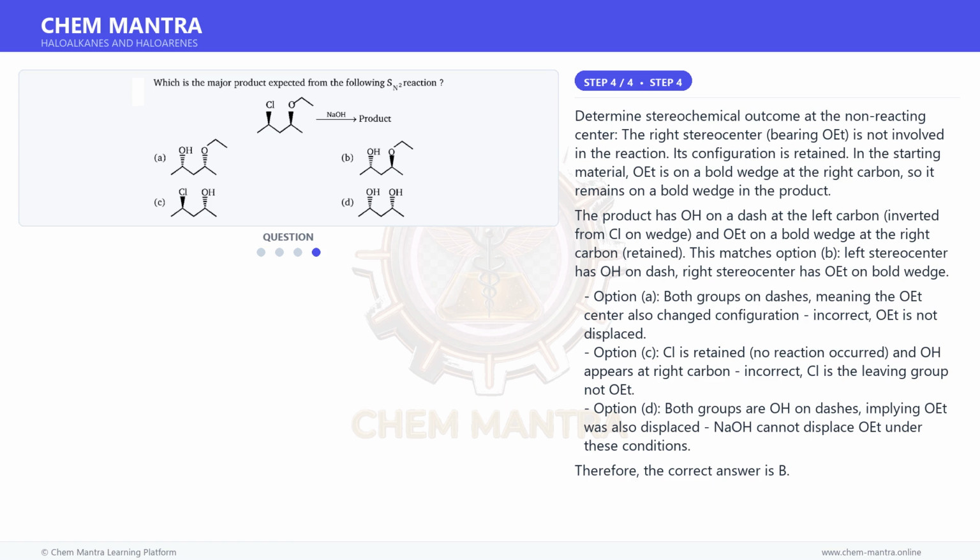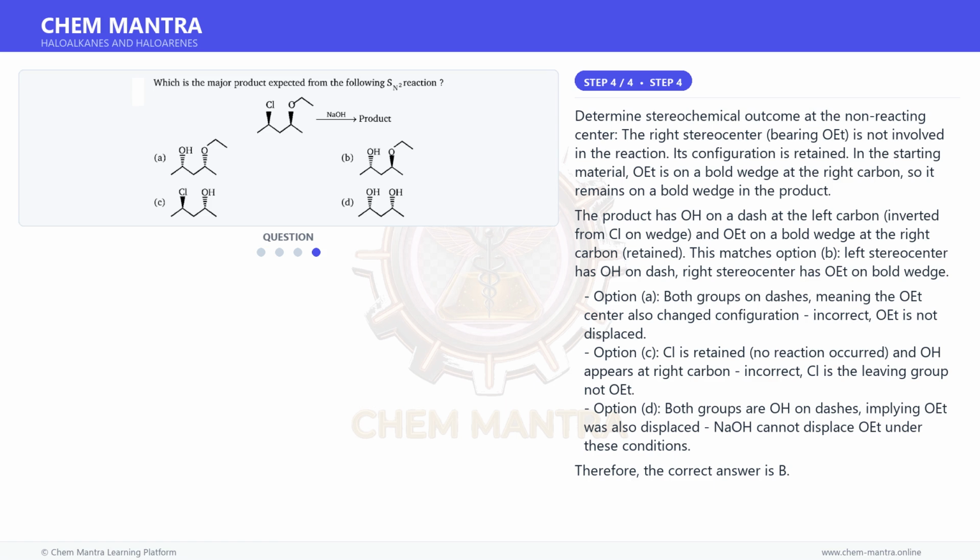The product has OH on a dash at the left carbon, inverted from Cl on wedge, and OH on a bold wedge at the right carbon, retained. This matches option B. Left stereocenter has OH on dash, right stereocenter has OH on bold wedge.